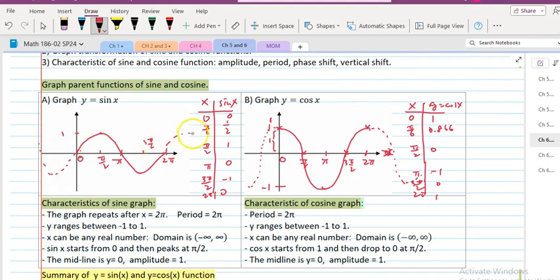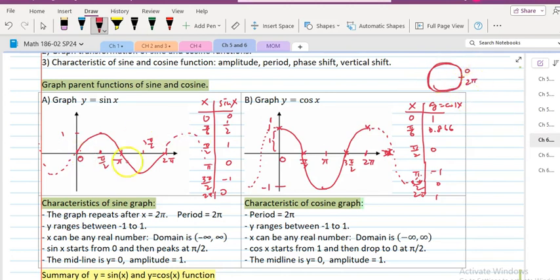Of course it goes on forever. It's a periodic function. But this is the basic cycle. The input is not 1, 2, 3, 4. The input is angle. And for angle, one complete circle is from 0 to 2 pi. So you have 0 degrees, go, and this is 2 pi.